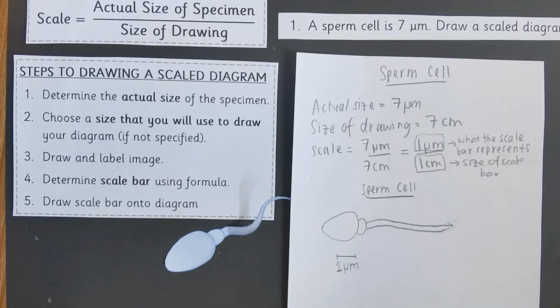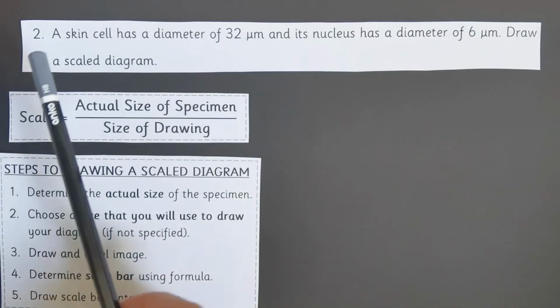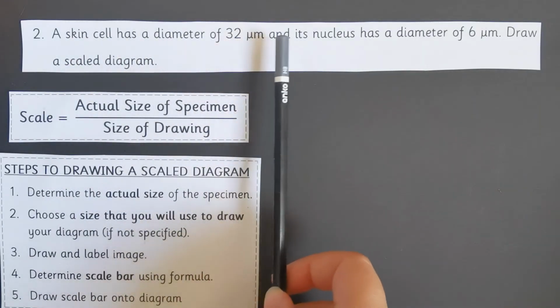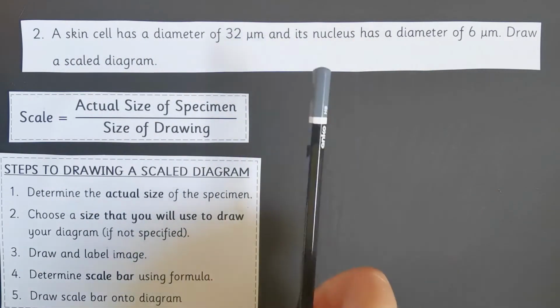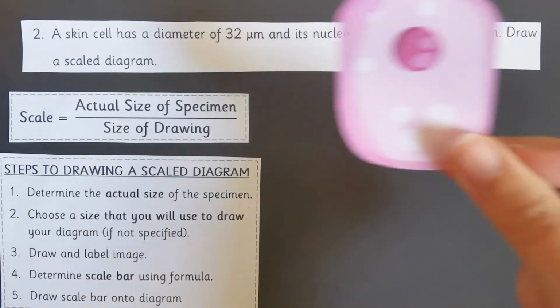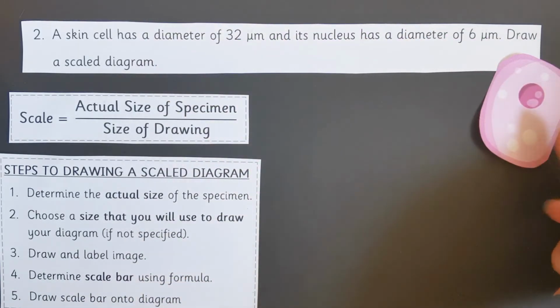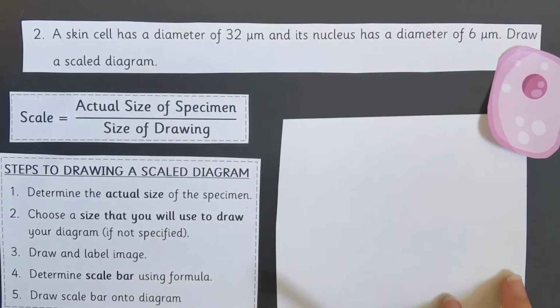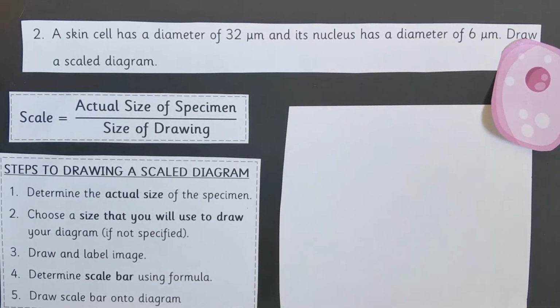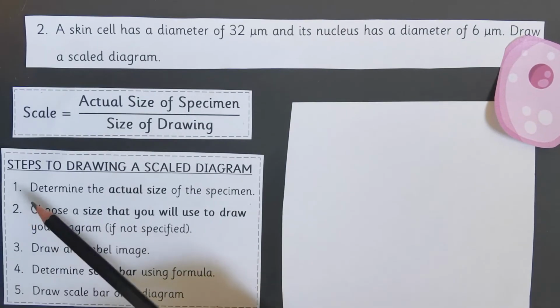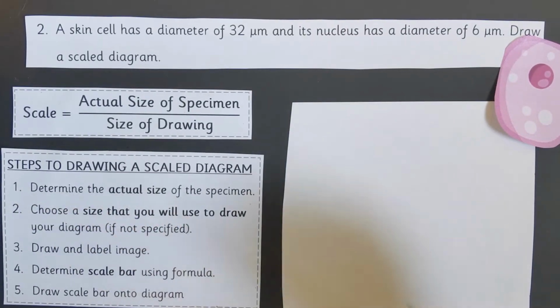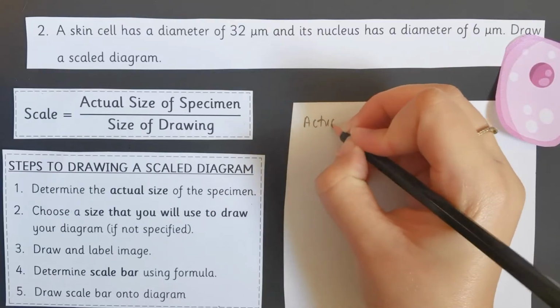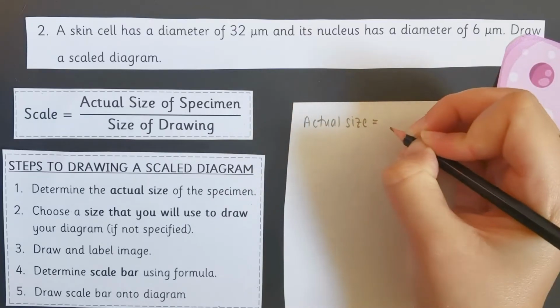Let's do 2 more practice questions to help you guys out. The skin cell has a diameter of 32 micrometers, a nucleus with a diameter of 6 micrometers. Draw a scale diagram. And that's what a skin cell looks like, by the way, if you didn't know. Alright, let's work through our steps again. So firstly, we need to work out the actual size of our specimen. So we read the question. Our actual size is 32 micrometers. So let's get that down.